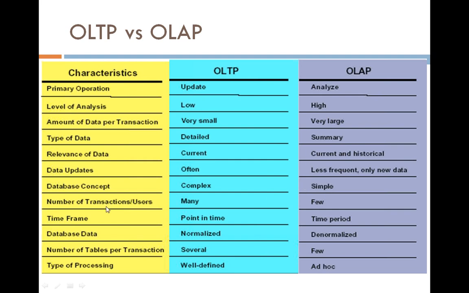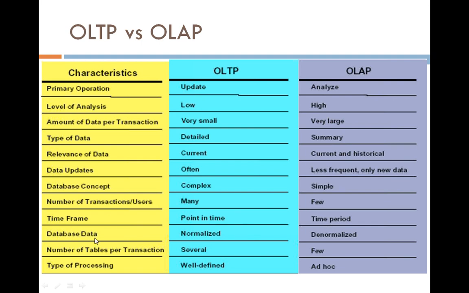And number of transactions: many here, because lots of salespersons are saving the data in the respective tables, and only few here, because only a few managers would be executing the reports. Nobody is entering the data into the OLAP system. Managers who are responsible for making decisions would be picking up the data and analyzing it. That's the reason only a few people would be using it. And time frame: the point in time and the time period.